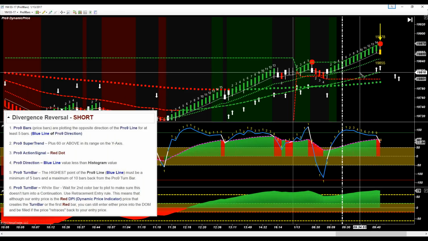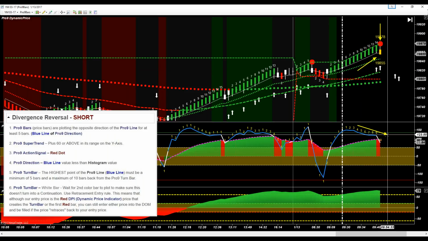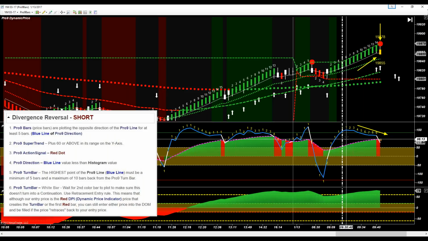Then next, we're going to wrap up a couple rules into one. I think it's easier to understand them this way. We're looking for the price bars and the blue line to be plotting in the opposite direction for at least 5 bars, no more than 10 bars. These numbers on the blue line will start counting sequentially when it is moving in the opposite direction of the current trend. So we can see here it starts counting sequentially all the way up to 10. It can go farther, but that's extremely rare.